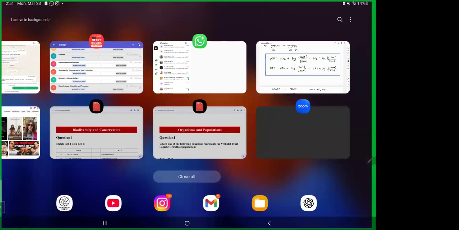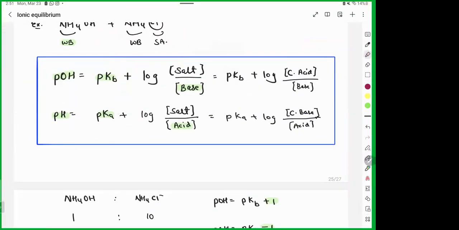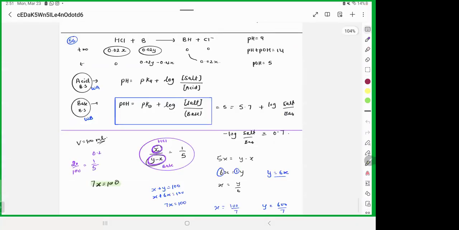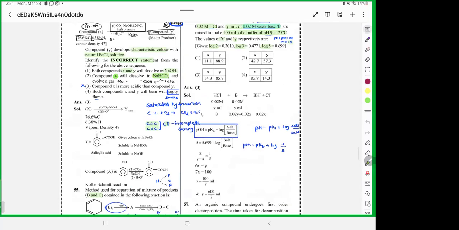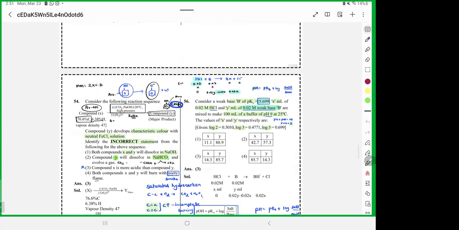Now, I want to show you this part again. This is the last question we are doing. Then I'll stop the class. Question number 51. After reading this, you will get more clarity. Sorry, 56.